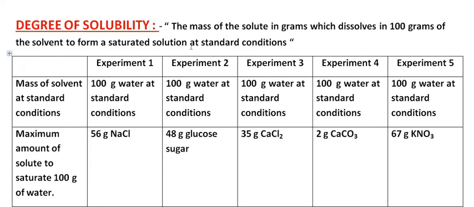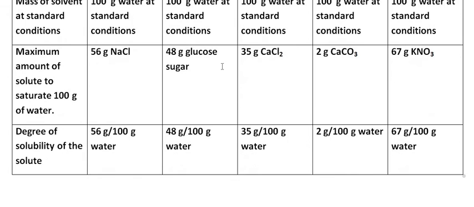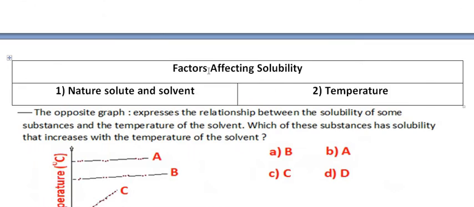So what is the degree of solubility? It is the mass of the solute in grams which dissolves in 100 grams of the solvent, such as water, to form a saturated solution. A saturated solution means the maximum amount at standard conditions, meaning at 1 atmosphere pressure and 25 degrees centigrade, or degrees Celsius. Okay, this is the definition of degree of solubility.